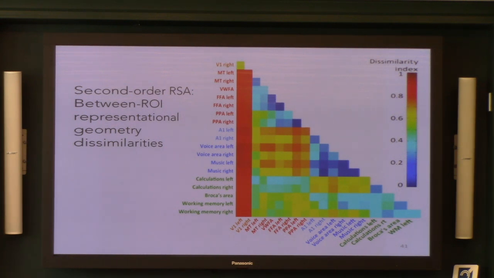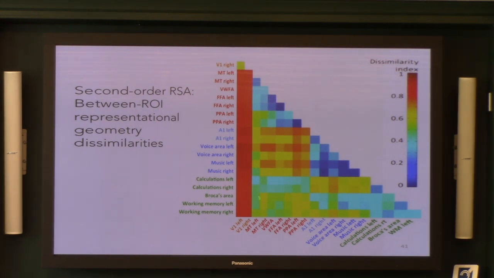And that is we looked at what we call second order representational similarity analysis. So we look at the representational geometry for one brain area, like a visual area, the FFA, on the left, and say how similar is that representational geometry to the representational geometry in other visual areas, or in the auditory areas or the cognitive areas. So this is a matrix of all pairwise similarities of representational geometry in different brain areas. And you can see there's some nice structure to it.